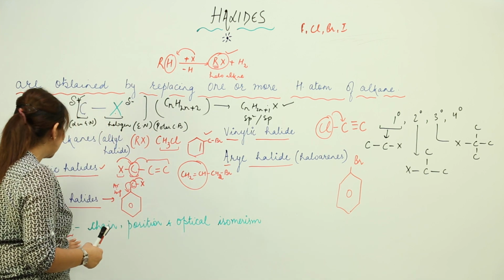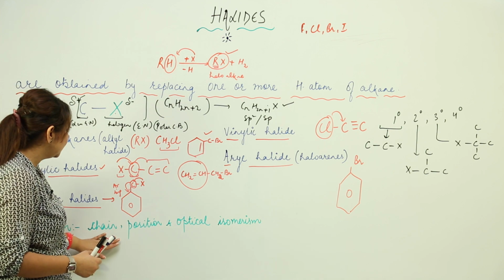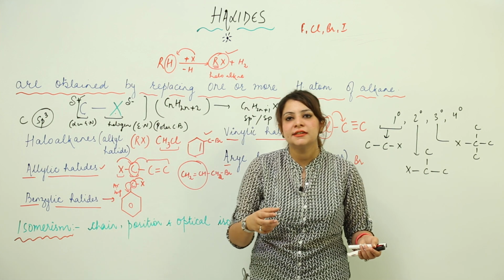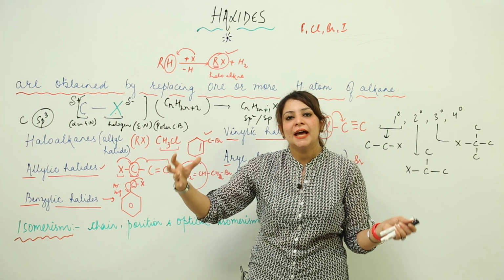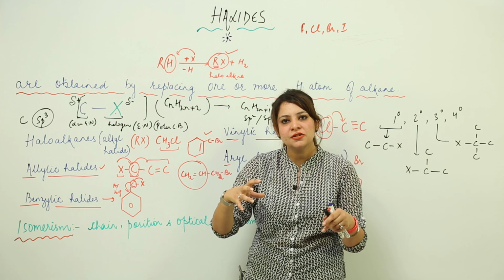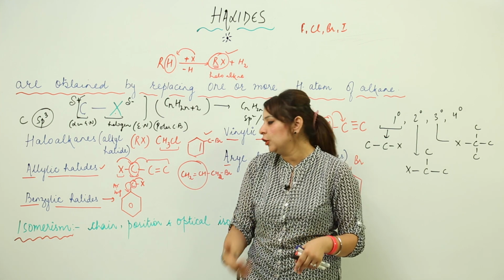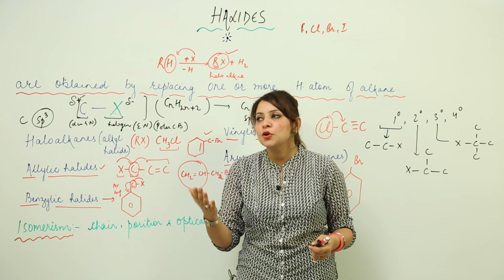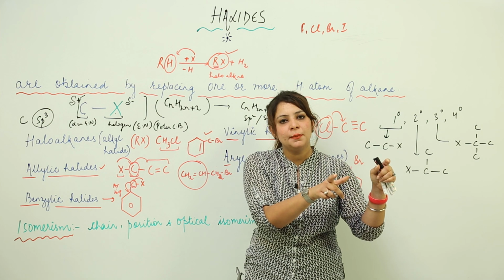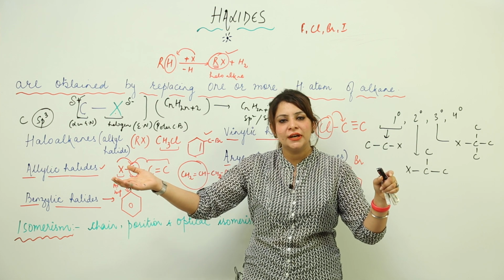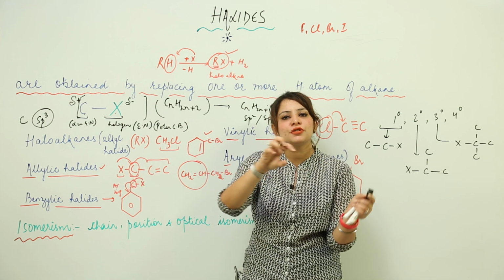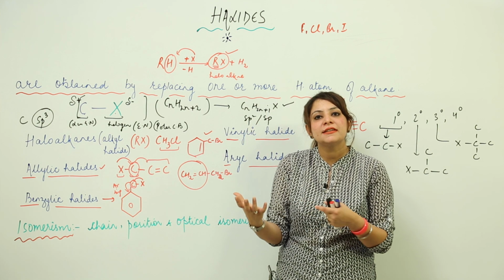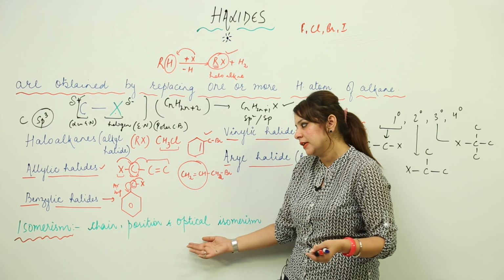And coming on to isomerism, they show chain, position and optical isomerism. Chain is, suppose we have a 5 carbon chain and it gets somehow branched into 3 carbon. So this is called chain isomerism. Position: we can change the position of the halogen. Suppose in a chain it is attached to the second carbon, we can make an isomer by attaching that halogen at the third or fourth position. And optical is how they rotate the plane of polarized light. So this is isomerism.